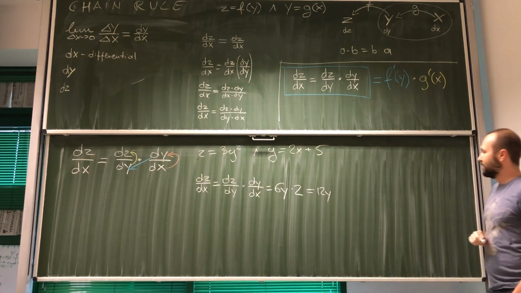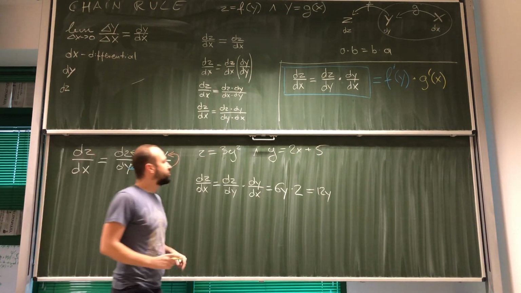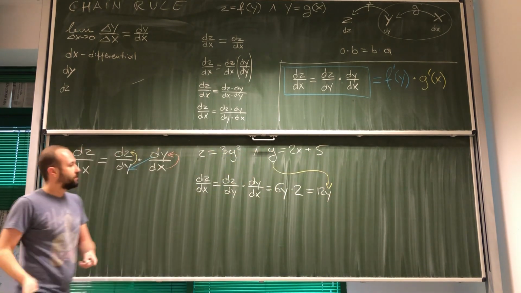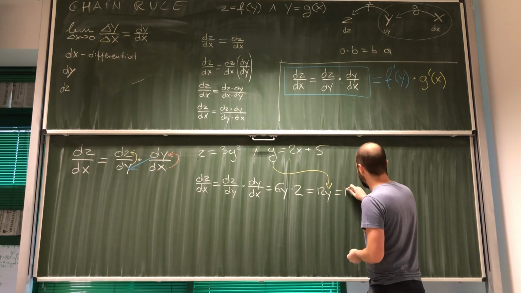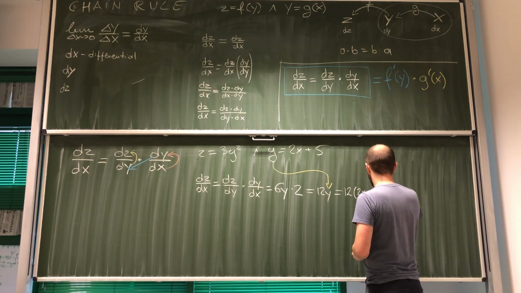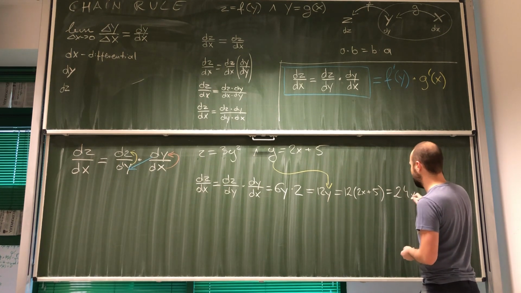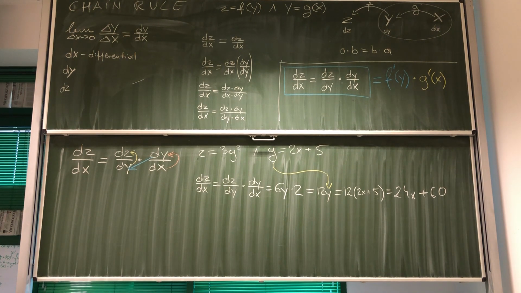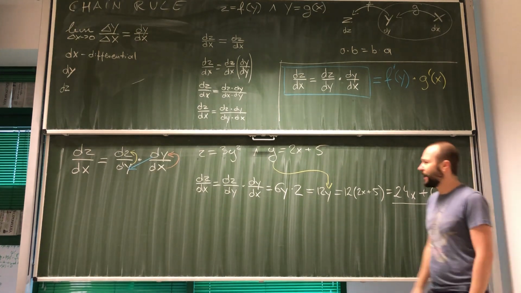But this is not the end. I also know that y is equal to 2x plus 5. So why not substitute it over here? What am I going to get then? Well, I'm going to get that this is 12 times (2x plus 5), or simply 24x plus 60. And this is the derivative that we were looking for. dz/dx is equal to this.